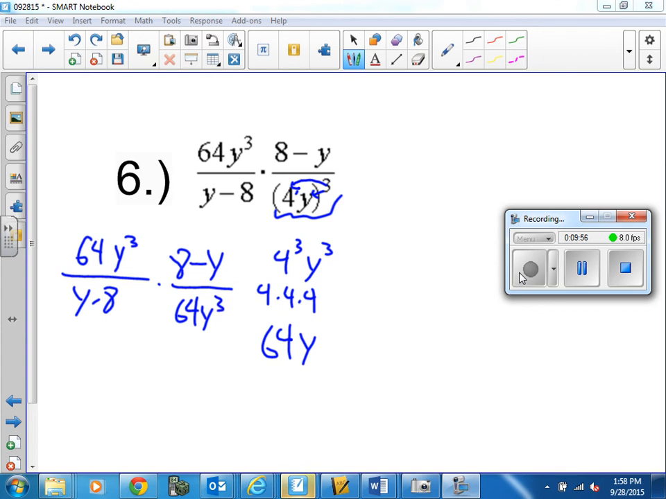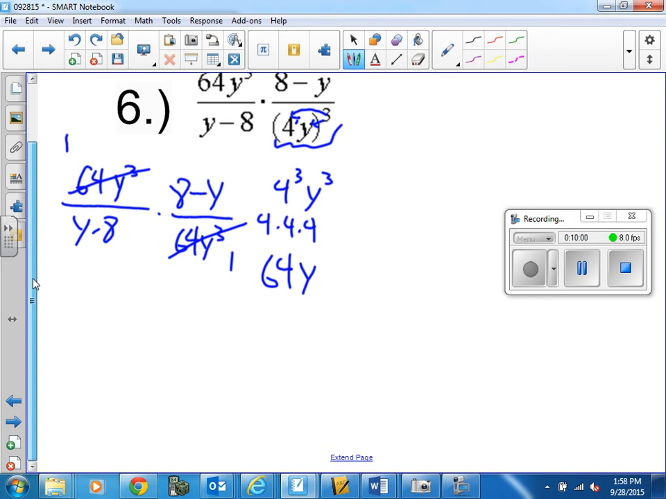Now we can cancel. So this cancels out. These just give us 1. And we are left with 8 minus y all over y minus 8. Okay, if you look at that, you can't just cancel these, so that's the thing I don't want you to do. But there is something you can do, because they are very closely related.